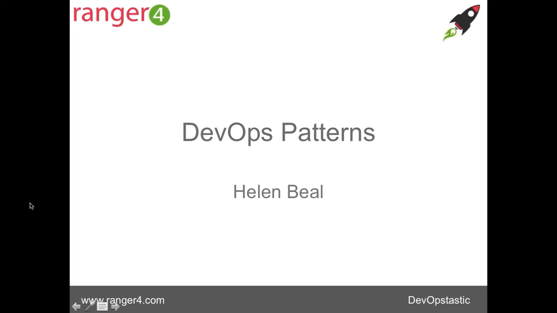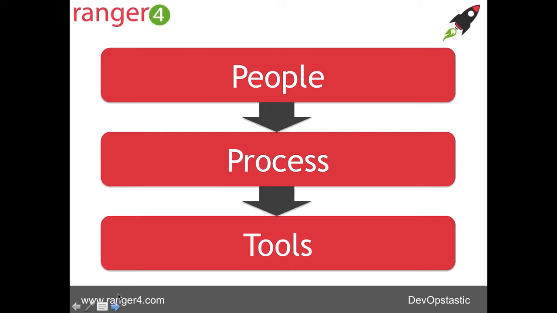Thanks, Tej, and good afternoon and good morning to everyone on the call today. As Tej said, I'm Helen, and today I'm going to be talking about DevOps patterns. For those of us that have worked in the software development market for some time, you'll probably know this mantra that I use quite a lot: people, process, tools. What we're really saying here is that we need to get the right people in the right roles in the right organisational structure before we can start defining and documenting processes and deciding what things look like.